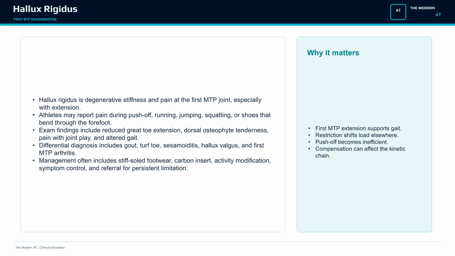Compare sides. The differential includes turf toe, sesamoiditis, hallux valgus, gout, and first MTP arthritis. Management often reduces painful extension through stiff-soled footwear, carbon inserts, activity modification, and symptom control. Persistent limitation or progressive pain should be referred.